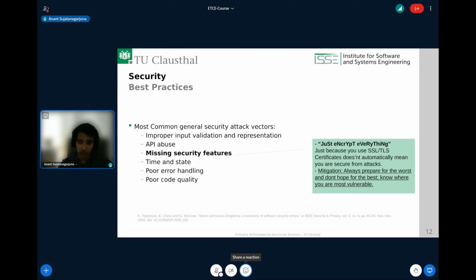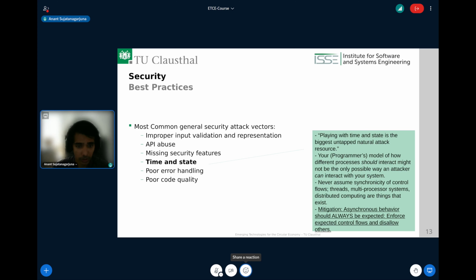So the mitigation in general for missing security features: prepare for the worst possible outcomes and don't always hope for the best possible outcomes. Knowing where your software is most vulnerable is very good, so you can then fix that. And also maybe let your users know if you find a vulnerability that is a problem, let them know that they need to update their software, and push security fixes. Sometimes you have to force an update. That's probably a very good thing.